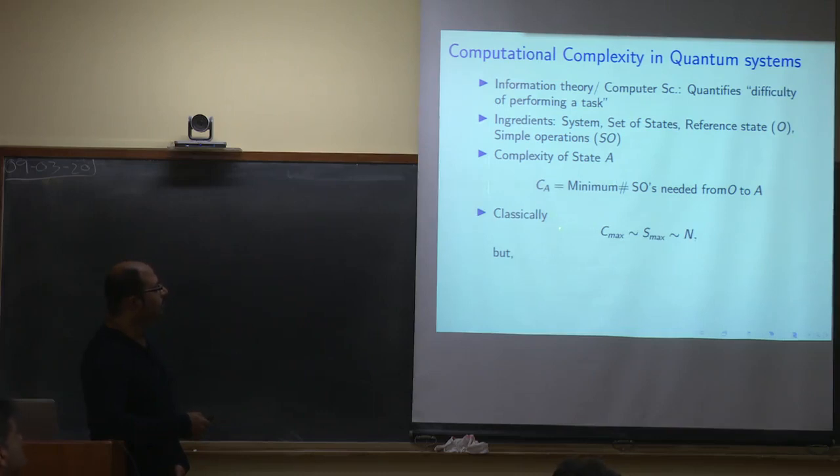Classically, if you have a system of n classical bits, I can take the reference state O to be the one in which all the spins are down. And then you can ask about a target state A, which could be, let's say, a subset of the spins flipped up. What is the complexity of this state? You can say, okay, I have to flip m spins. So m would be the answer to the complexity.